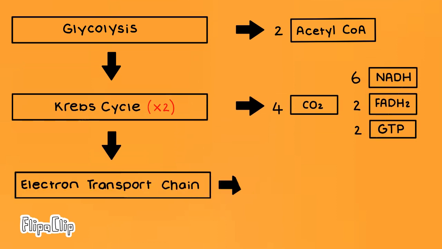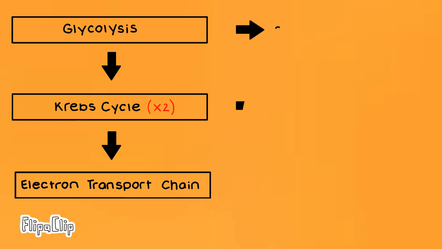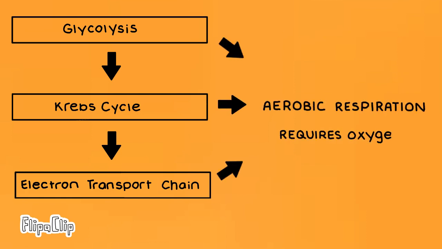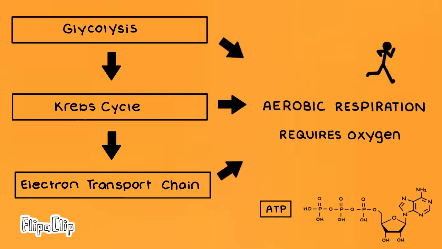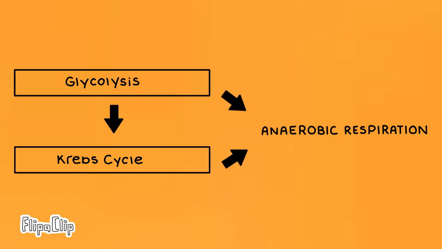The products NADH and FADH2 can produce ATP in a further process of cellular respiration known as the electron transport chain. This requires oxygen and provides the muscle fibre with an enormous amount of ATP. However, in the absence of oxygen, anaerobic respiration occurs and the cycle stops at the Krebs cycle.